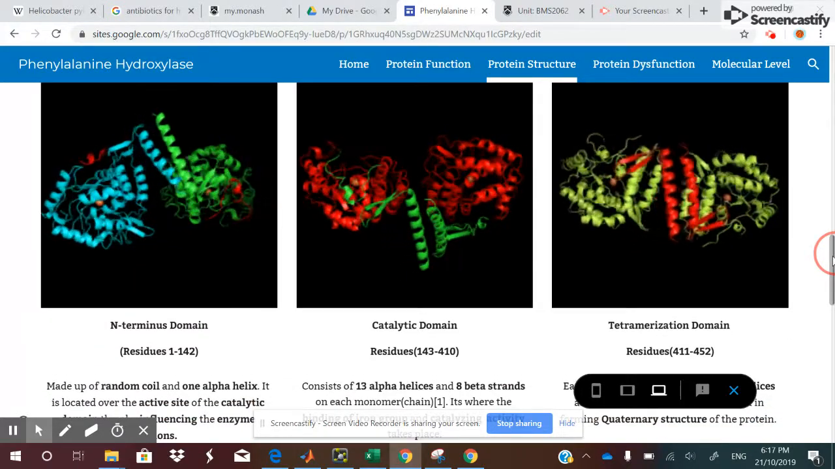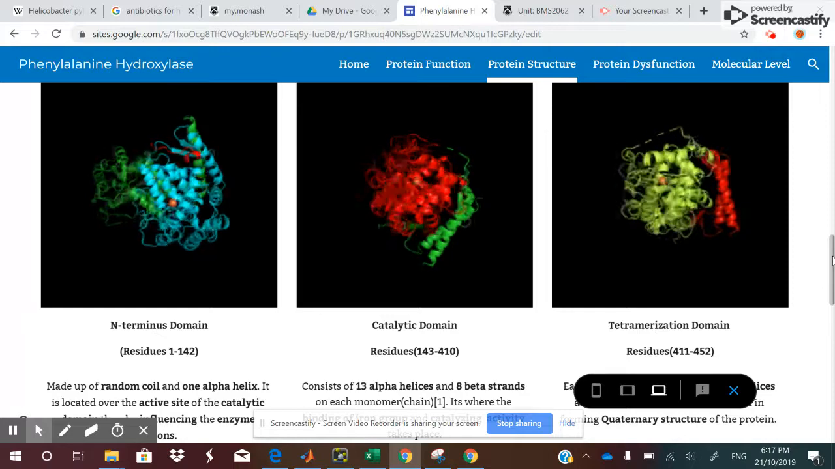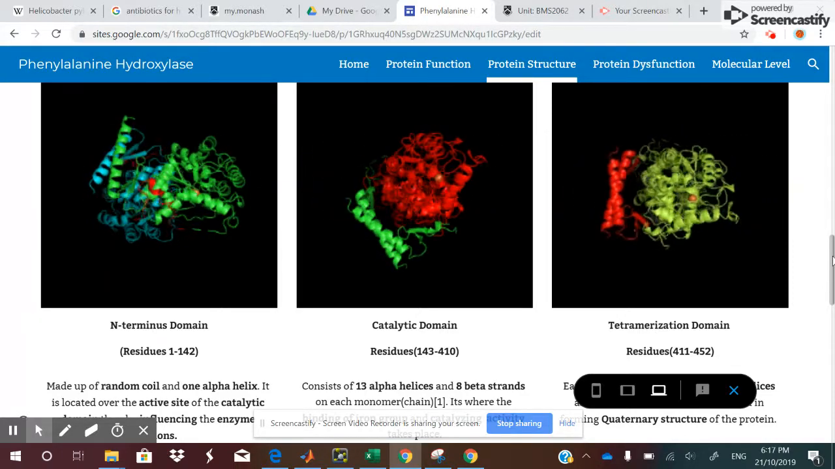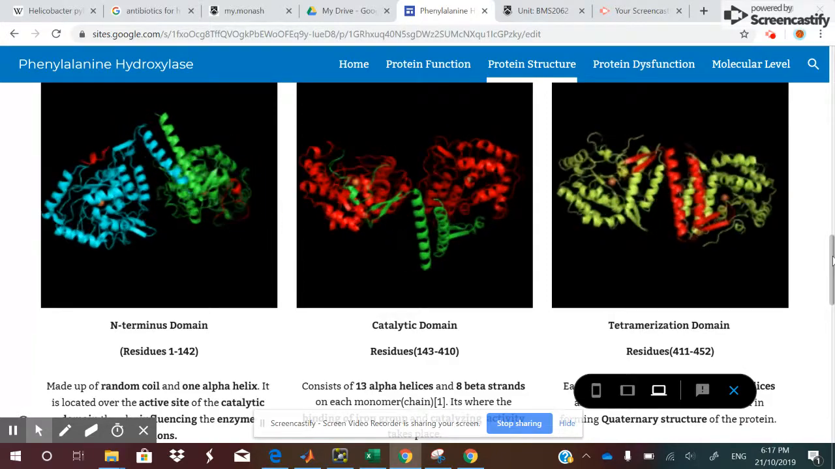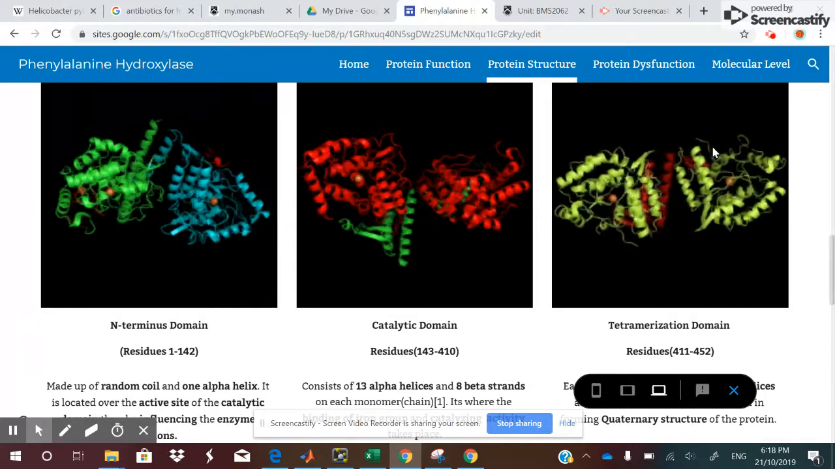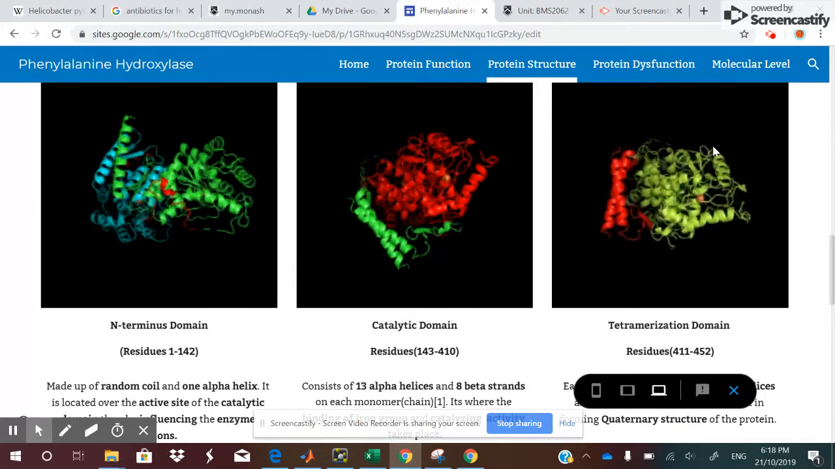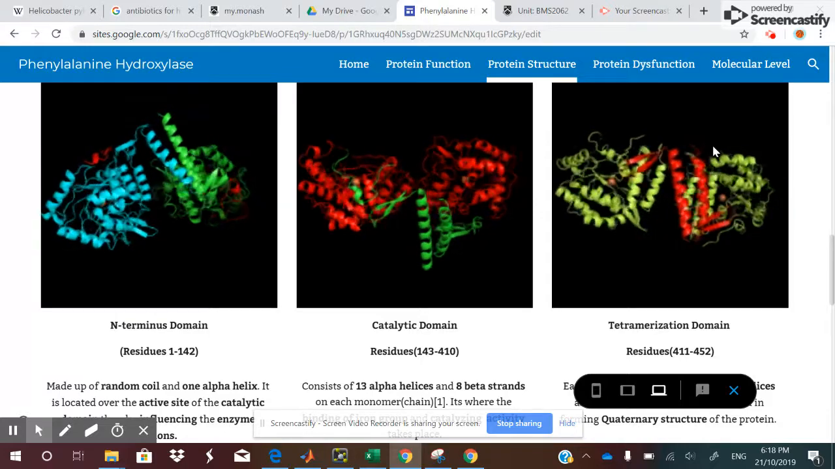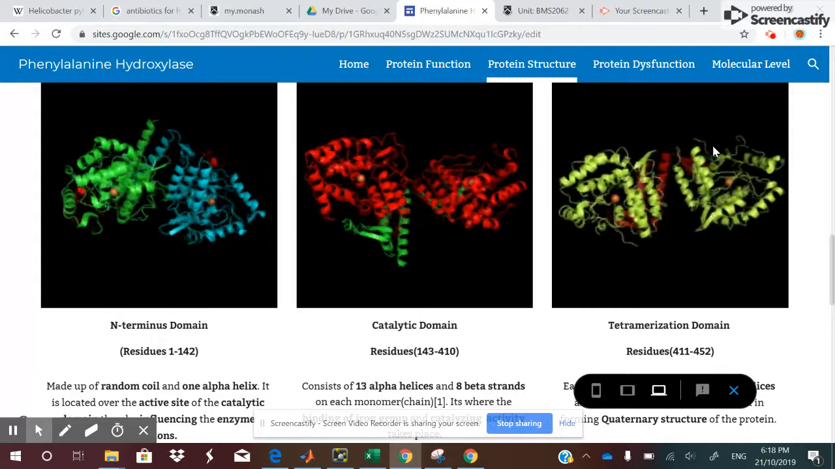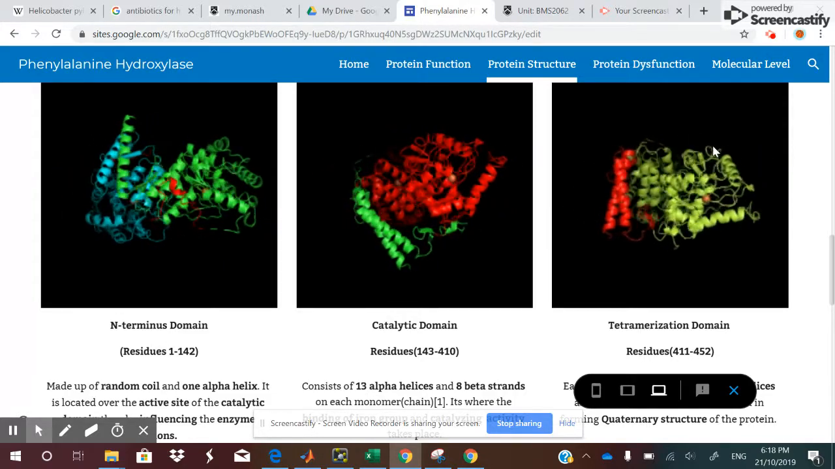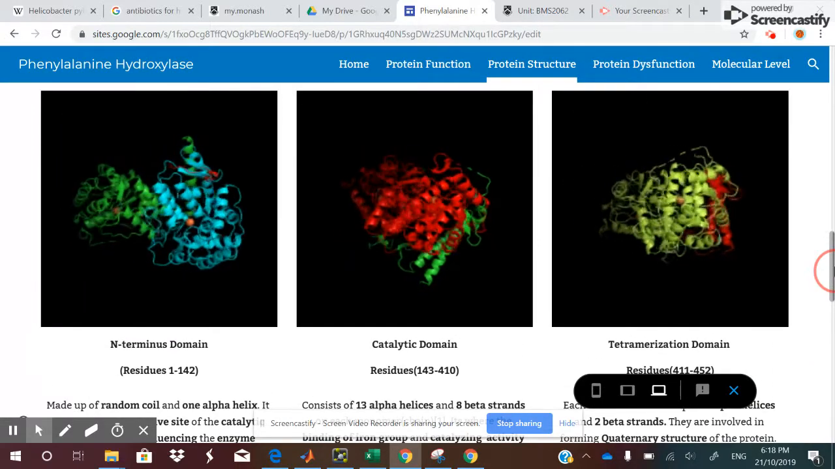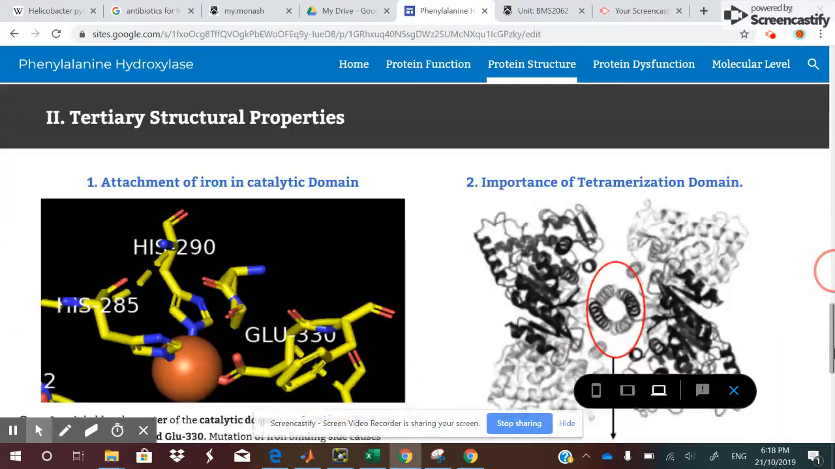The last domain is the tetramerization domain, which is made up of one alpha helix and two beta sheets. Here, the job of the tetramerization domain is to connect the monomers of phenylalanine hydroxylase and form the active homotetramer. So it's important in forming the quaternary structure of the protein.